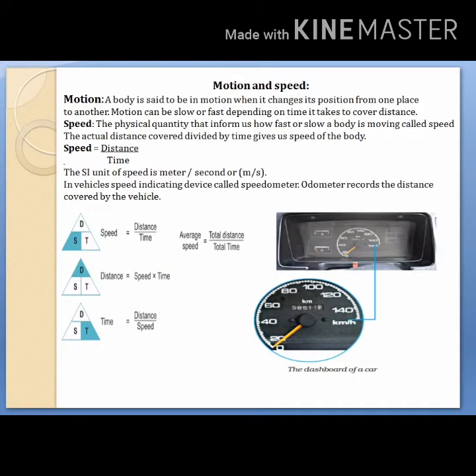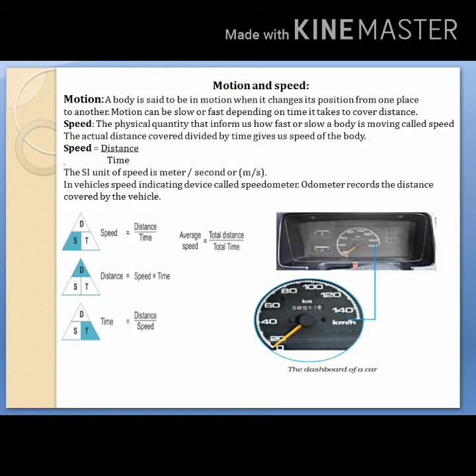Students, before coming to motion and speed, one thing which I have to clear is unit of time is second. A second is the smaller unit of time. Its large units are minutes and hours. We know that 60 seconds is equal to 1 minute, 60 minutes is equal to 1 hour, 24 hours is equal to 1 day, 30 days equal to 1 month. And what about 365 days? 365 days is equal to 1 year.